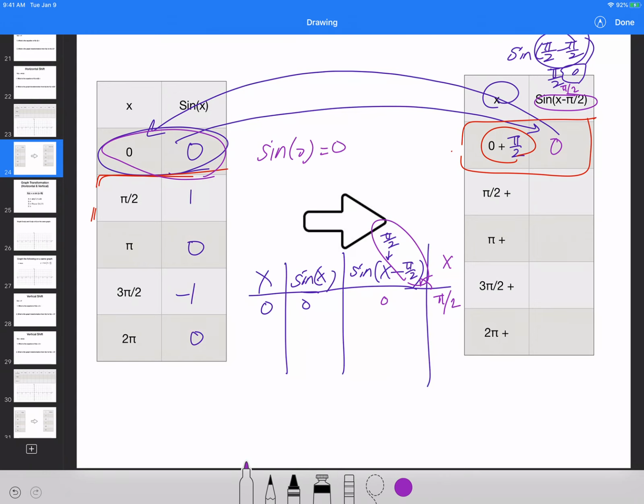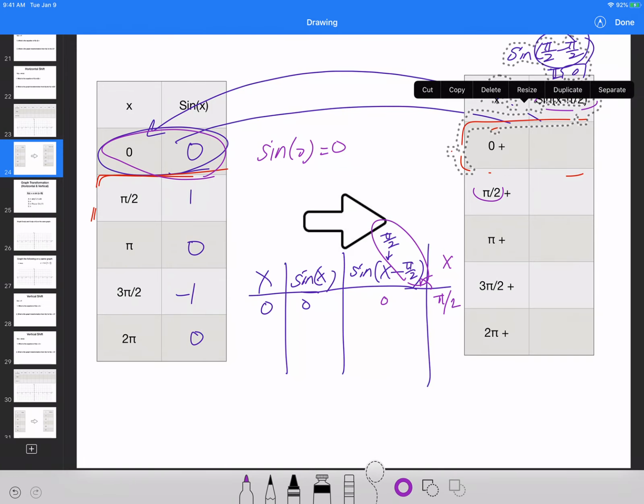Let me go to another example. Let's say that x was, I don't know, pi over 2, the next one on the list. Well, what's going to happen is that if I wanted to get the same value as before, or maybe just scratch all of this out for me. Okay, let me just start over.